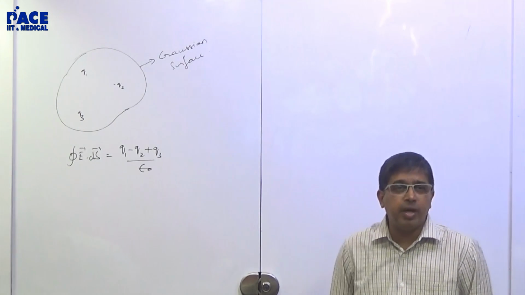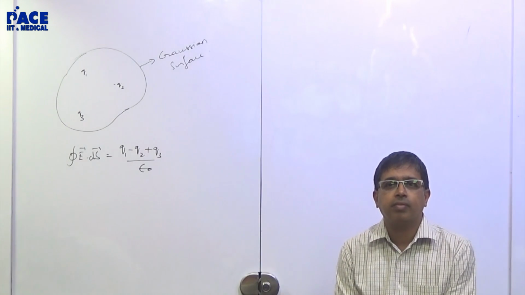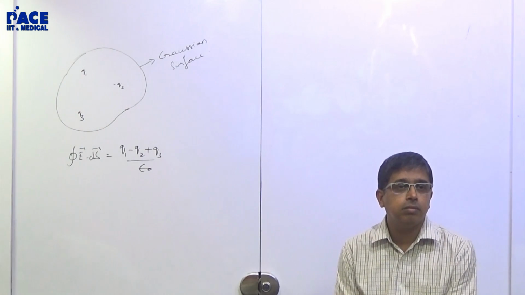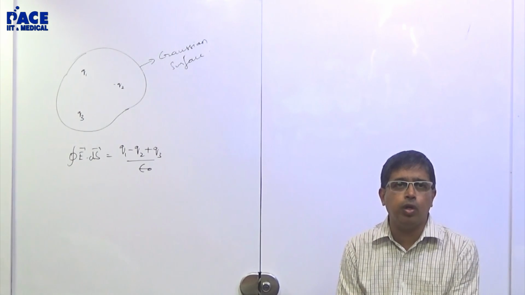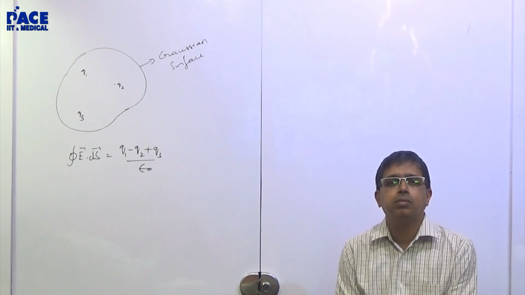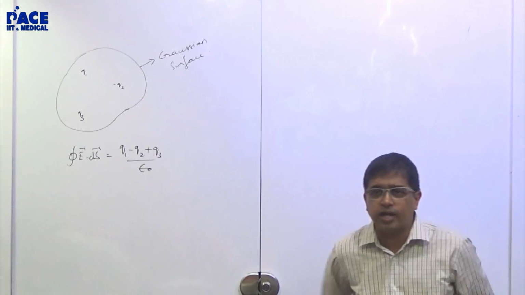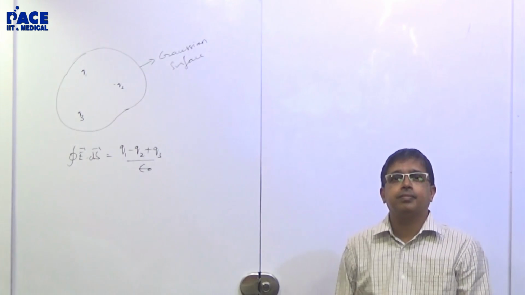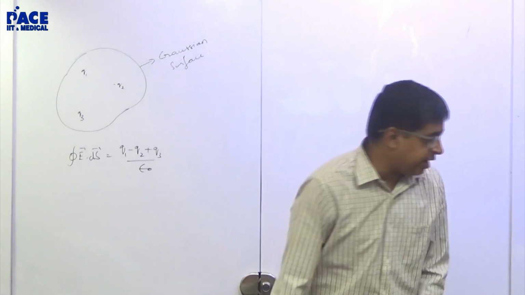Third point: the angle between E and dS must be known, preferably 0 or 90 degrees.